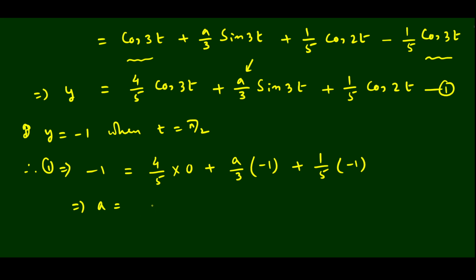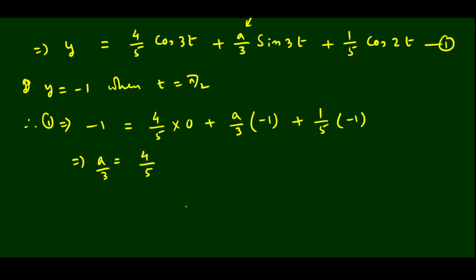So the value of a will be... a by 3. So the value of a by 3 is how much? After we calculate, this is minus 1 plus 1. After taking the LCM, we will get 4 by 5. So one more step, what to do? We have to put this value in equation number 1.